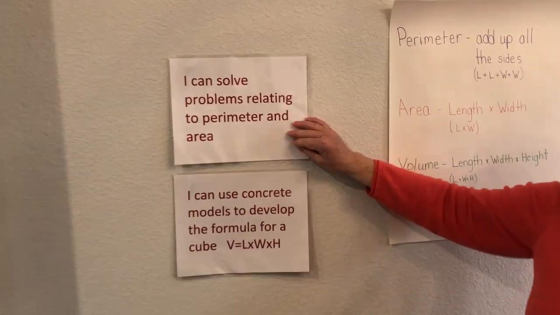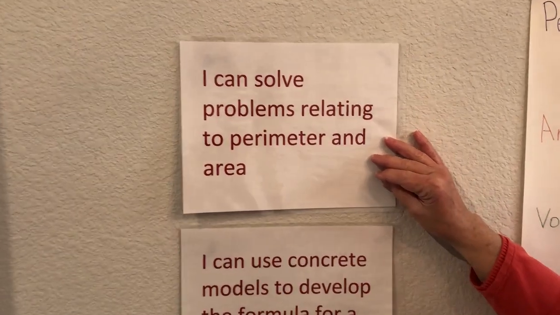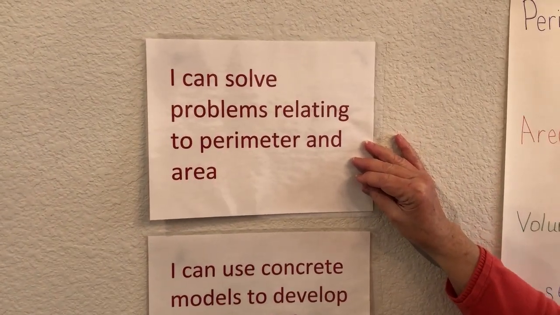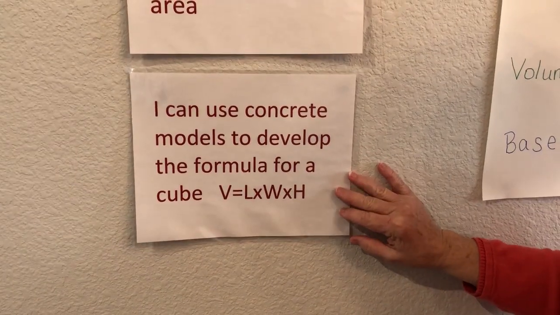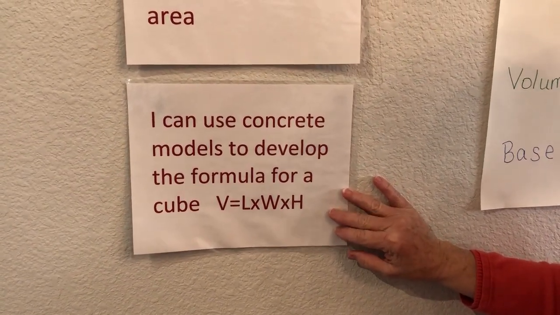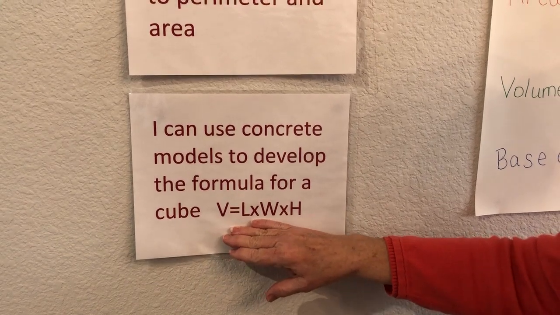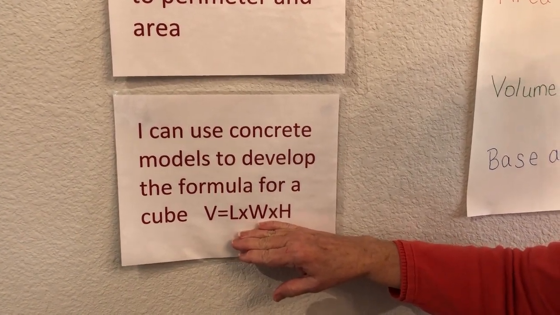Today we're going to do a couple of I can statements. I can solve problems relating to perimeter and area, and I can use concrete models to develop the formula for a cube, which is volume equals length times width times height.